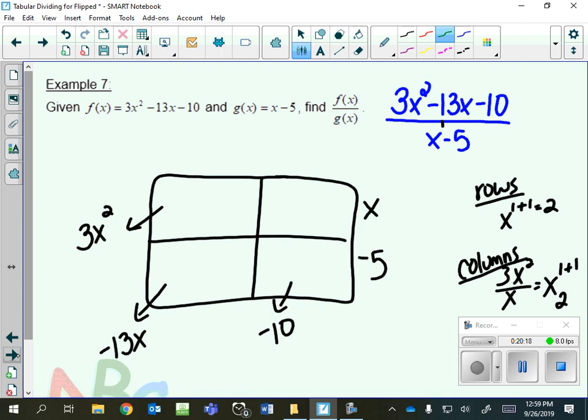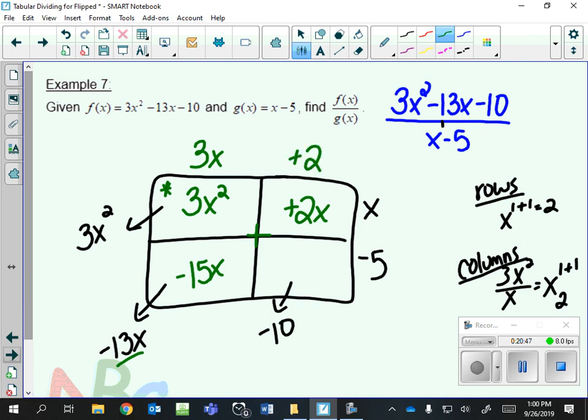I always start in the top left because this column has to be a 3x squared. I go to the top. I should have a 3x up top because 3x times x gives me 3x squared. I'm going to continue multiplying. 3x times negative 5 is a negative 15x. This column has to add to a negative 13x, so this is a positive 2x. Up top, I have a positive 2 because 2 times x gives me 2x. 2 times negative 5 gives me a negative 10. It matches my output here. My quotient is 3x plus 2.